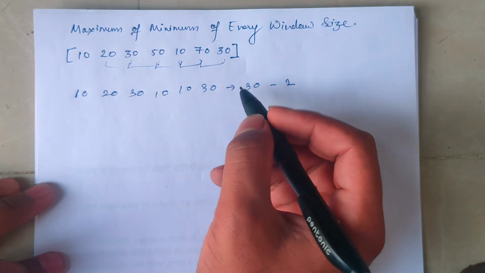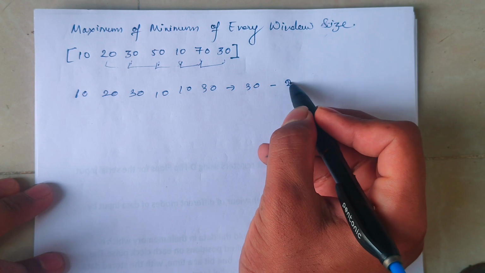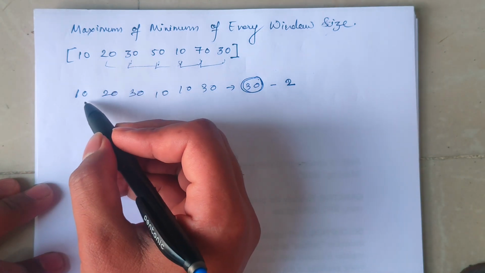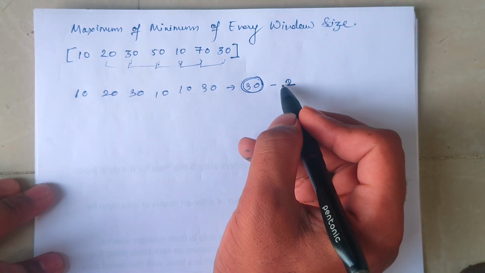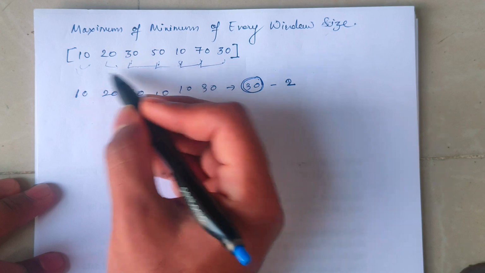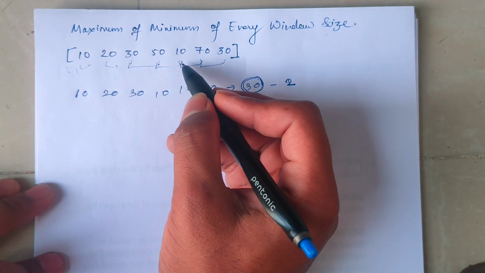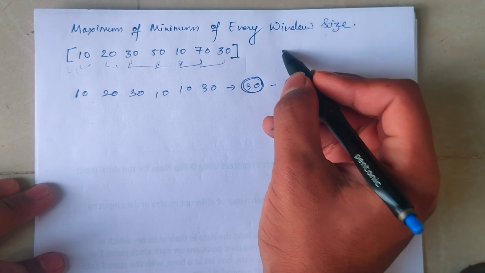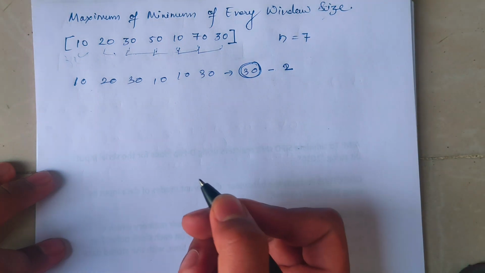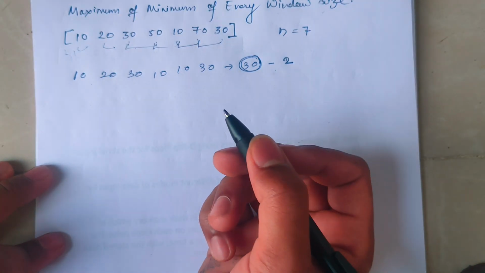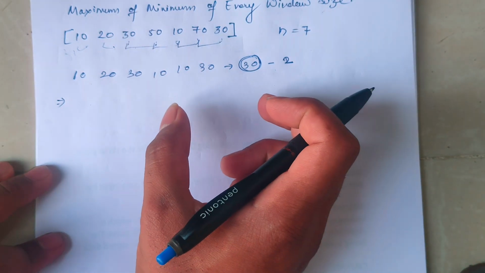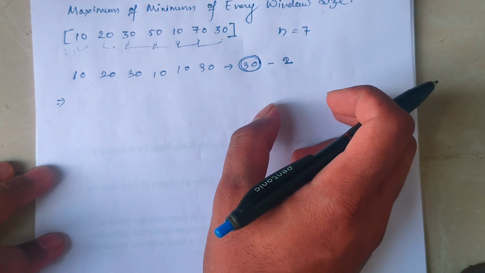And in our question, we need to return this maximum value for every window size. Just like we have calculated this for window size 2, we need to get this for window size 1, window size 2, window size 3, window size 4, window size 5, 6, 7, means up to n, that is 7. So what could be a naive approach? Means what could be the brute force approach is, for every window size we will get the minimum first and get the maximum out of it.